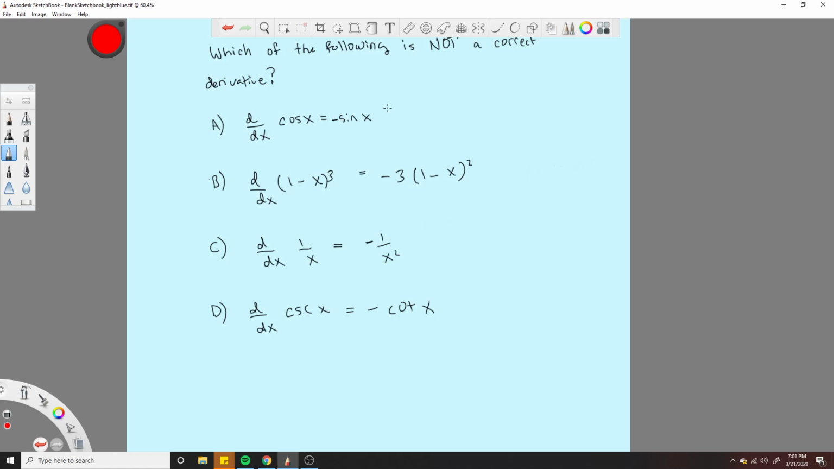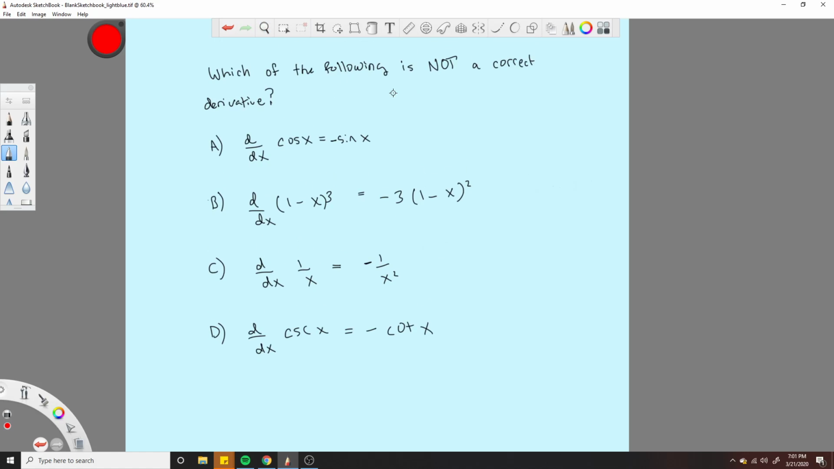Alright, give this a shot. Which of the following is not a correct derivative? I'm going to go through each one by one and figure them out. So, A, derivative of cosine x is negative sine x. Yeah, that's a good one. Just memorize the basic trig derivatives.